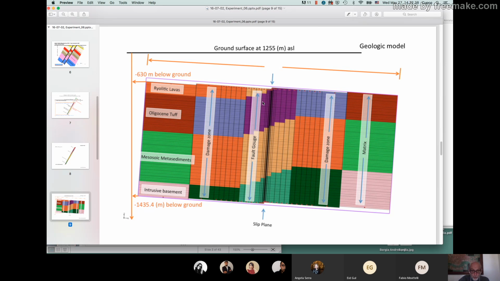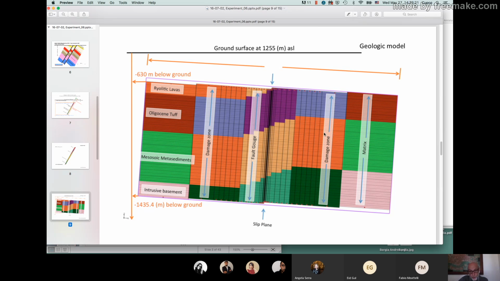But then you have a fault gauge, which is all this part here, and the fault gauge is really where the rock formation is all broken up, so you have even more damage in the rocks than in the damage zone. And then there is a slip plane right at the center here, where you get the highest permeability. So actually, you might imagine that there is a little bit of leakage from the geothermal system through the slip plane in the fault gauge. The slip plane is only a few millimeters across.